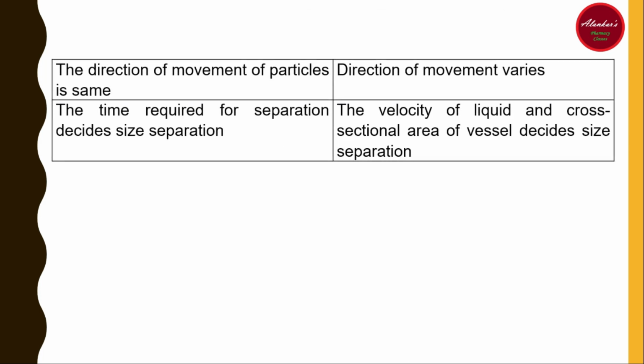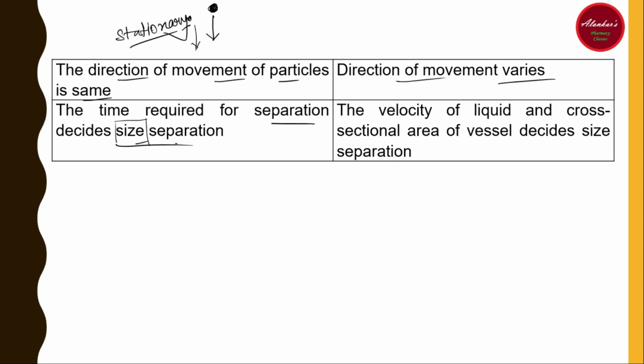In the case of sedimentation, the direction of movement of particles is the same. That is, all particles are moving in the downward direction irrespective of their size. And why is it so? Because in sedimentation the liquid is kept stationary, as we have already discussed, and this is the reason why the direction of movement of all particles is the same. In elutriation, the direction of movement of particles varies, and again the reason is the same, because of the vertically moving liquid. Time required for the separation decides the size separation.